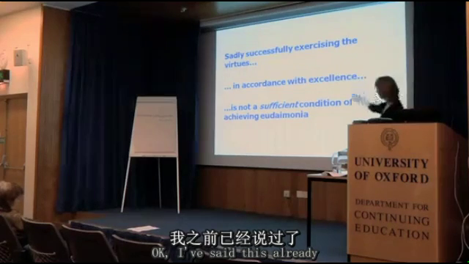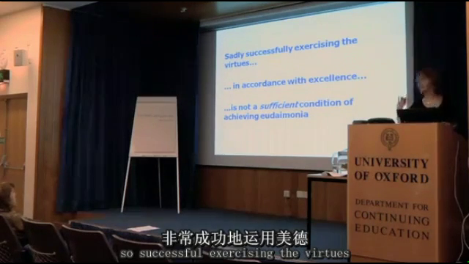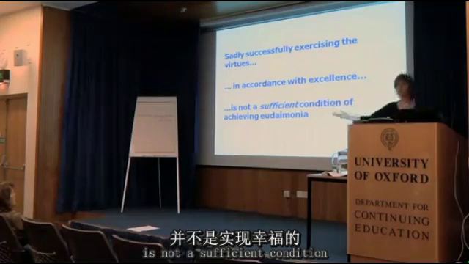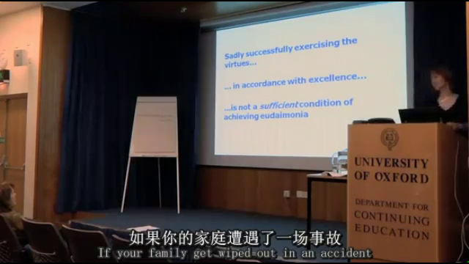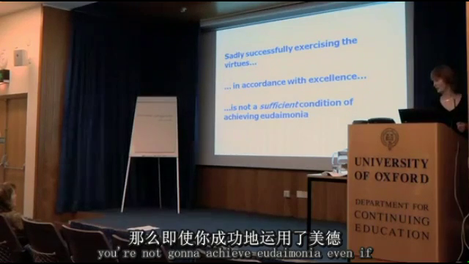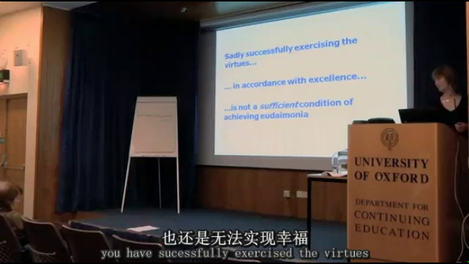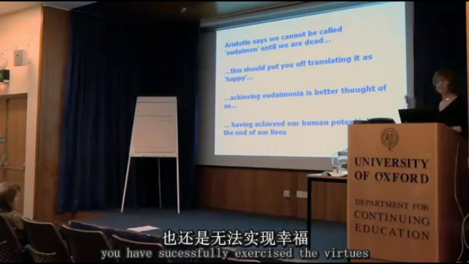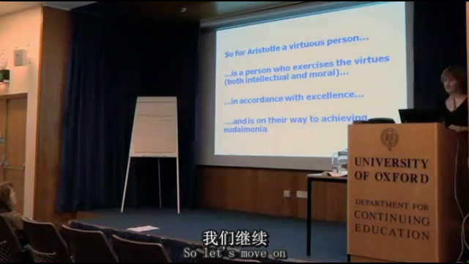Okay, I've said this already. So successfully exercising the virtues is not a sufficient condition of achieving eudaimonia. If your family get wiped out in an accident, you're not going to achieve eudaimonia even if you have successfully exercised the virtues. And I've said this as well, so let's move on.